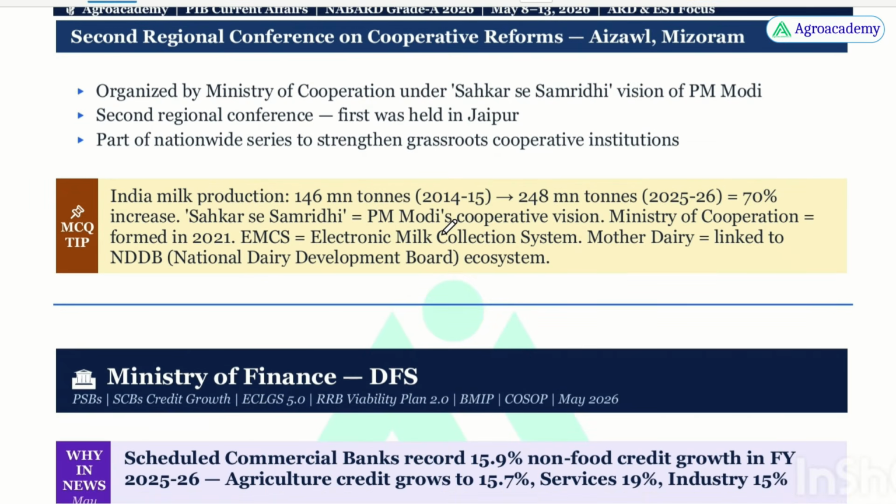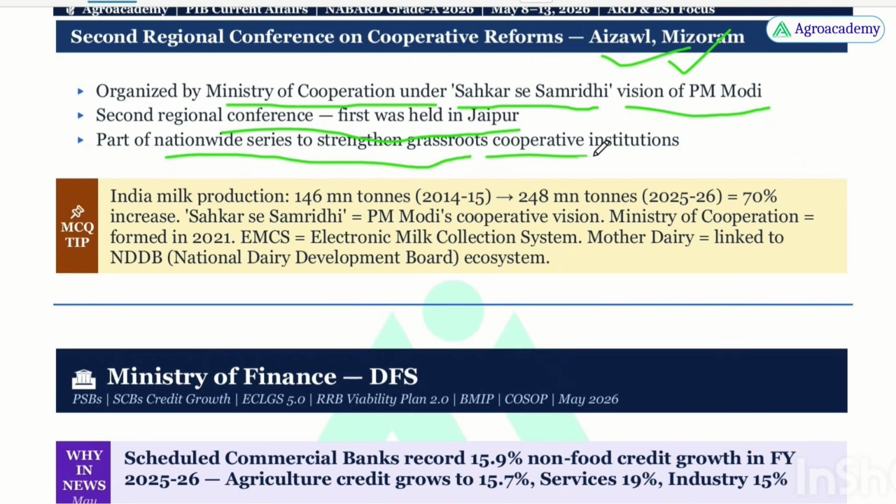Then the second regional conference on cooperative reforms has been organized in Aizawl, the capital city of the state Mizoram, by the Ministry of Cooperation under the Sahkar Se Samriddhi vision of PM Modi. The first conference of this kind was held in Jaipur, Rajasthan, and it is a part of a nationwide series to strengthen grassroots cooperative institutions.